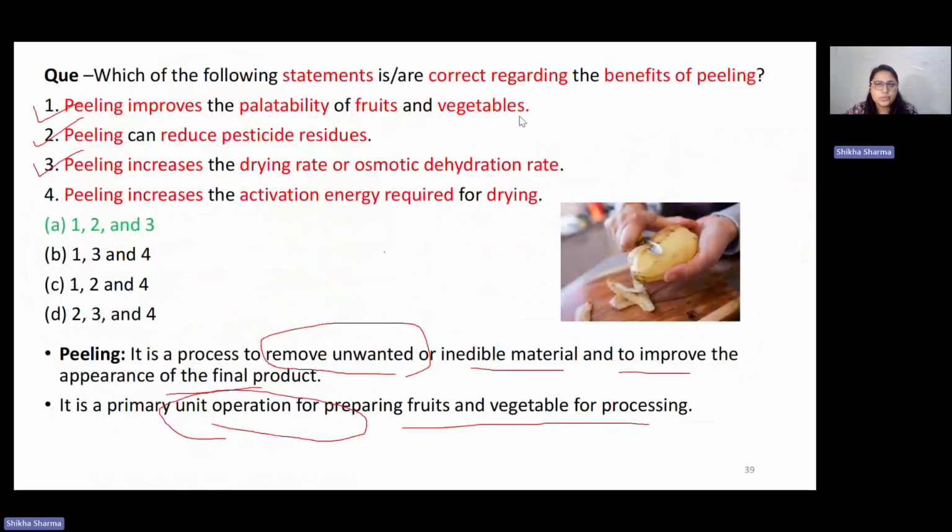So here in this question, peeling improves the palatability of fruits and vegetables, which is correct. And peeling reduces pesticide residues, which is correct. And peeling increases the rate of drying or the osmotic dehydration process, which is also correct. And peeling decreases the activation energy required for drying. It doesn't increase it, so that is wrong. So option A is correct in this case.